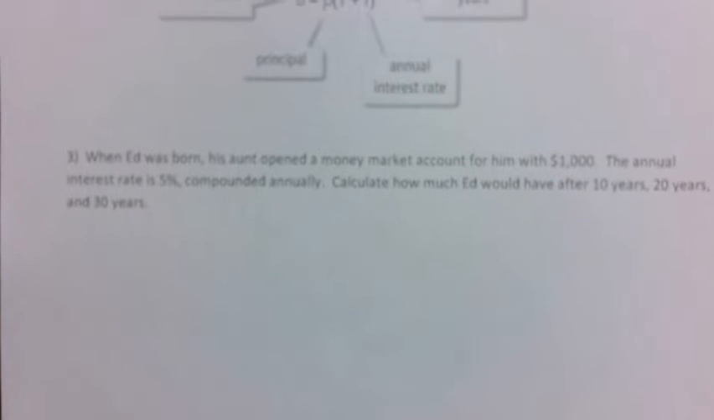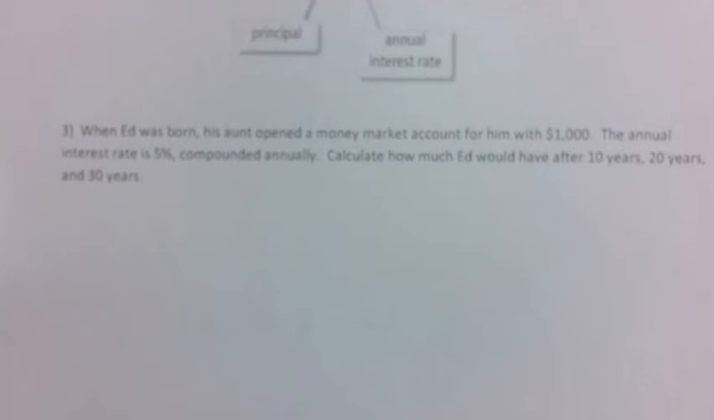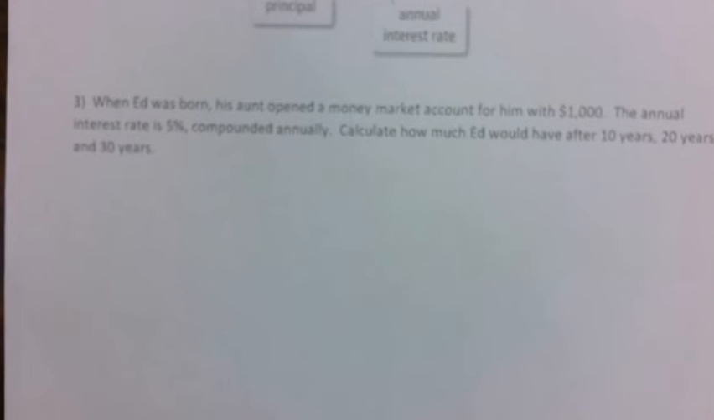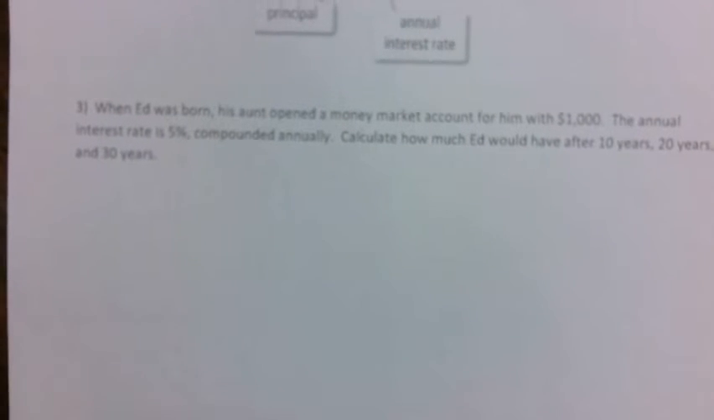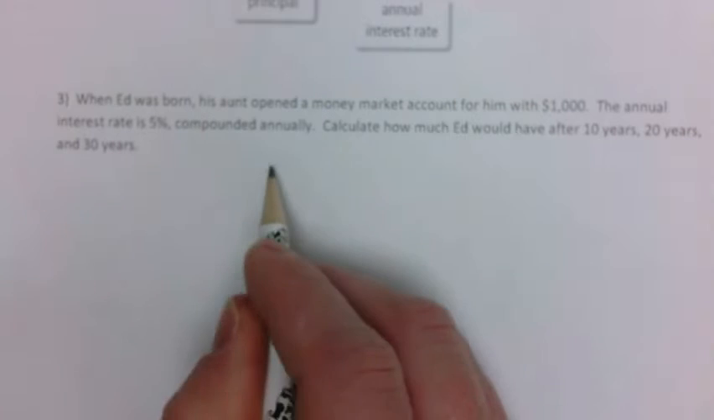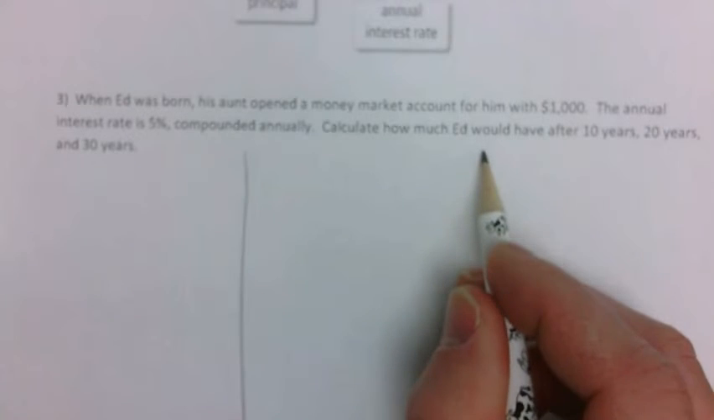Okay, it says when Ed was born, his aunt opened a money market account for him with $1,000. The annual interest rate is 5% compounded annually, so once a year. Calculate how much money Ed would have after 10 years, 20 years, and 30 years. Okay, so I'm going to start by dividing my work area into 3 parts here, so I can do each of these examples.